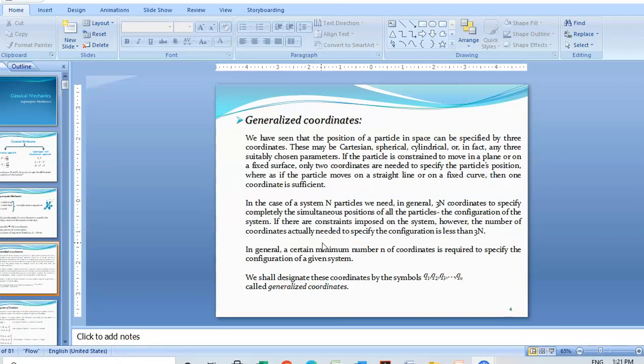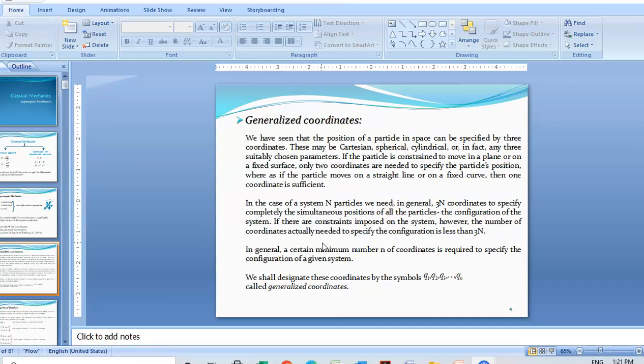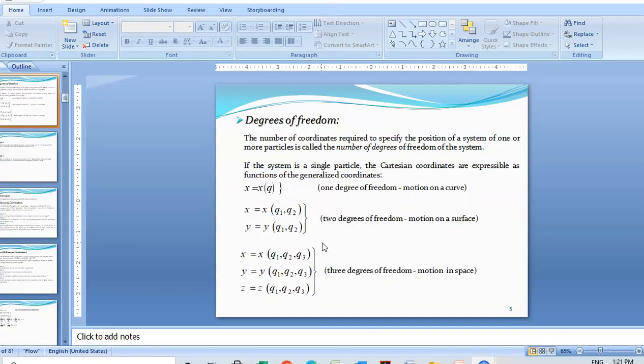What about the generalized coordinates? The same, n is equal to 3N minus m. We designate these coordinates by the symbols q1, q2, q3 up to qn. These are called generalized coordinates for this transformation of equations. Now what is n? It is nothing but the degrees of freedom. The number of coordinates required to specify the position of a system of one or more particles is called the number of degrees of freedom of the system.